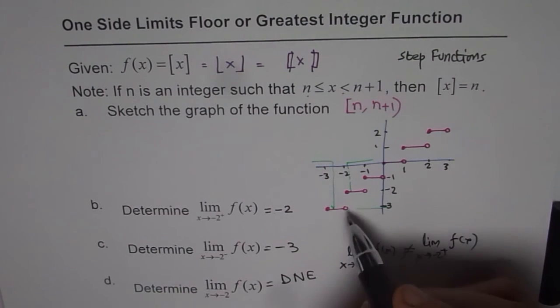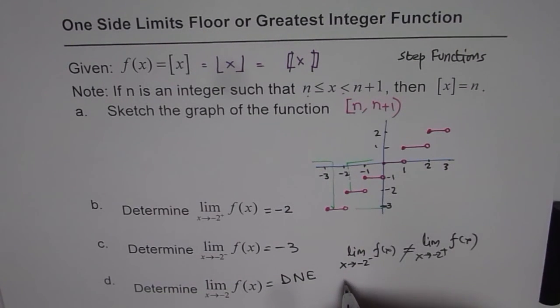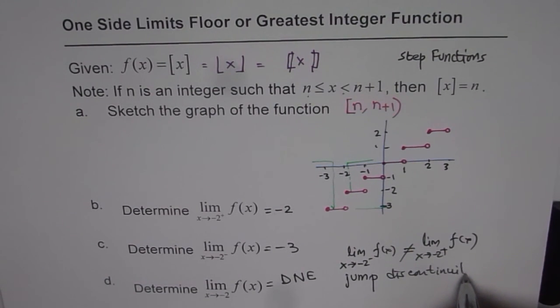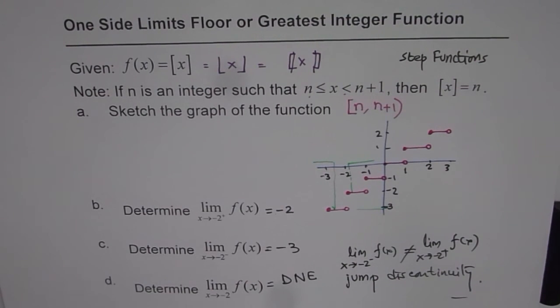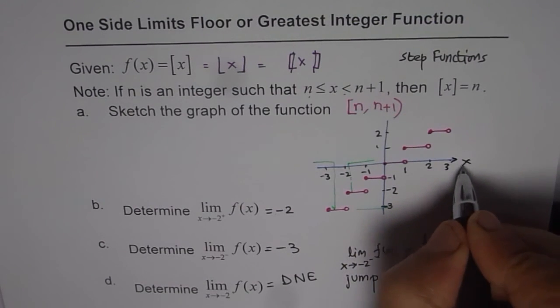And you can see what kind of discontinuity it is. It is indeed a jump discontinuity. Sometimes that is also part of your question: find the type of discontinuity. So it is a jump discontinuity. I hope with this you understand what the greatest integer function is and how we can find one-sided limits for this particular function.